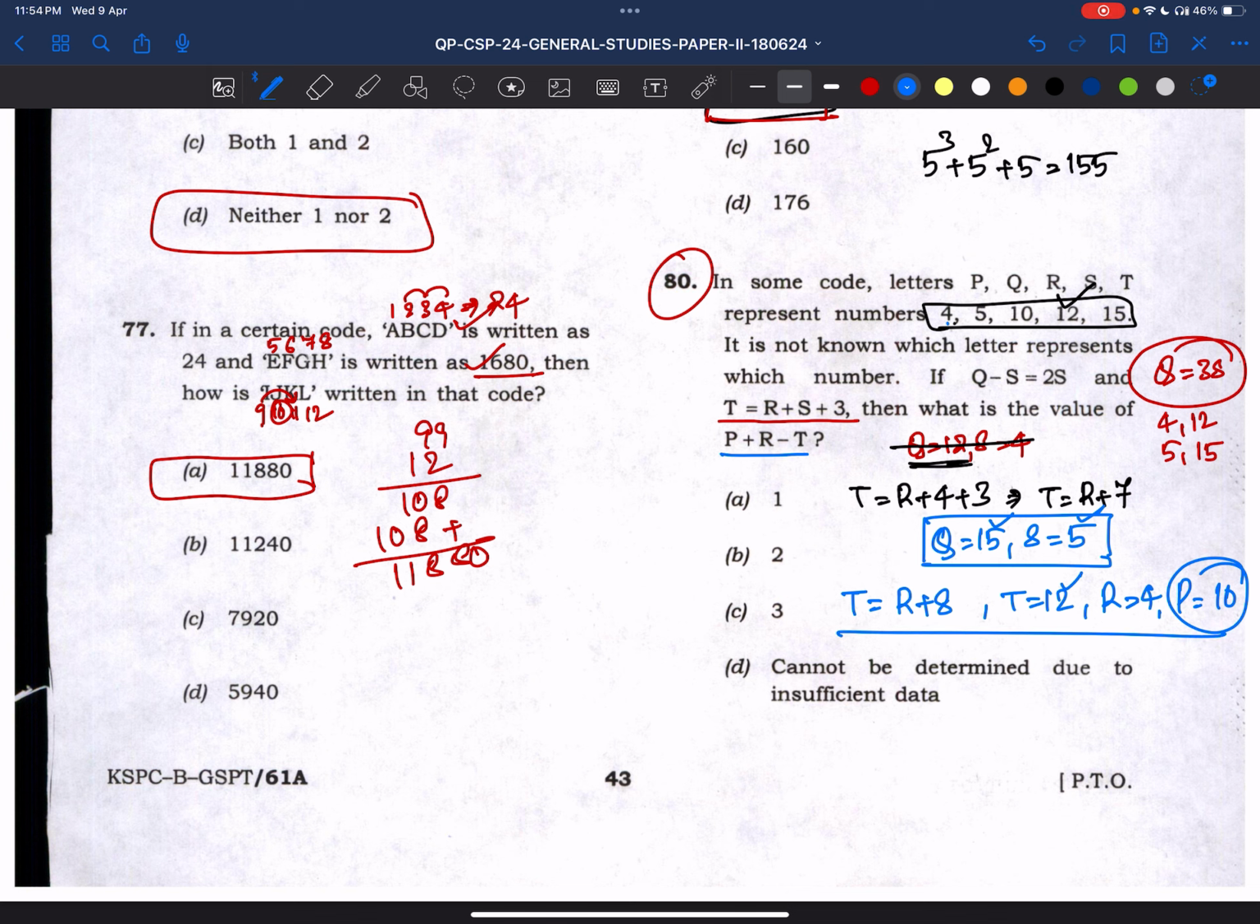Now it is asking the value of P plus R minus T. What is the value of P? 10. R we have taken 4, right? Minus T. T is what? 12. 14 minus 12, answer is 2. Yes, we're getting exactly that.